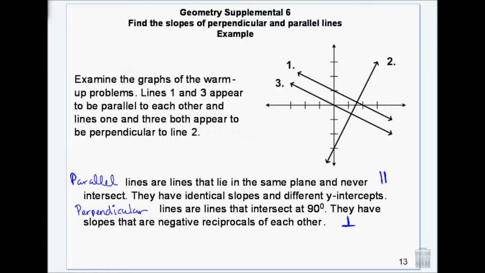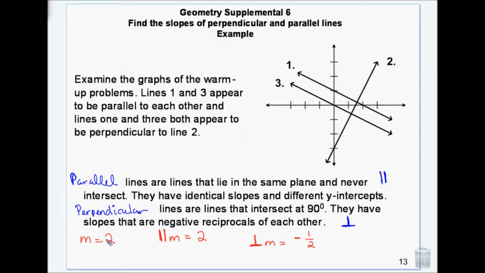So what does it mean? Well, if I say m is 2, parallel m is going to be 2. But perpendicular m is going to be the negative reciprocal.